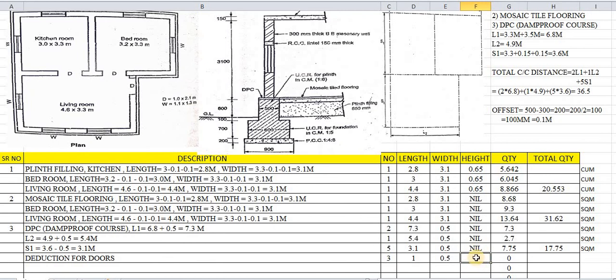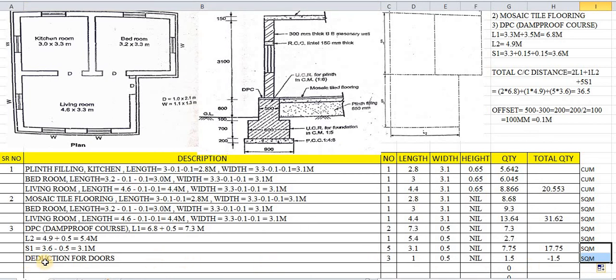What is the use of height? The height will not be used because the height of DPC is very small. We are not using the height of 2.1. The height of 2.1 is the door height, but what is the DPC height? There is no such DPC height, so height will not be considered. So the deduction quantity is 1.5. We will write it as minus, because this quantity is to be subtracted.